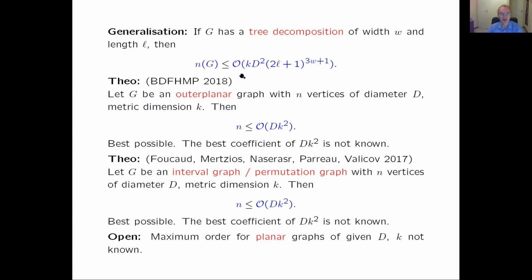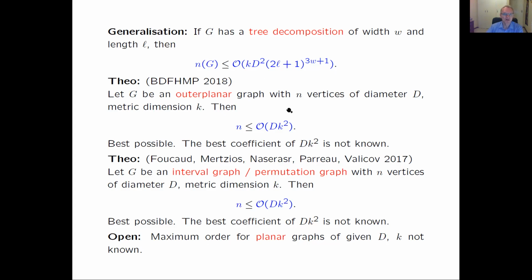And well, that's the order of that. This bound is certainly not sharp, but we think it's a pretty good start. And it shows that in this case, the order of the graph can't be exponential like d to the k, but it will be polynomial in d and k.